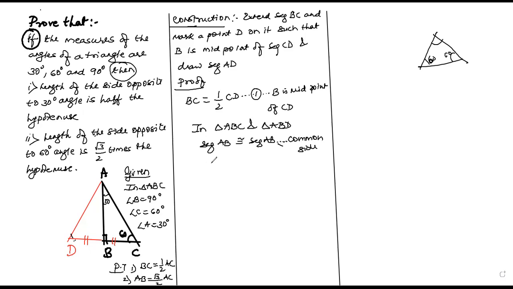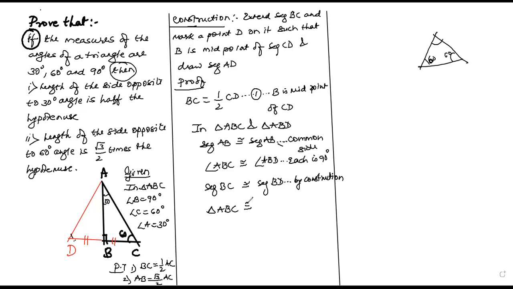Angle ABC congruent angle ABD. Why? I can say each is 90 degree. Each is 90 degree, children. Segment BC congruent segment BD. Why, children? This is because of construction. B is midpoint by construction. Okay, B is midpoint. We are done. Therefore, triangle ABC congruent triangle ABD by SAS test.